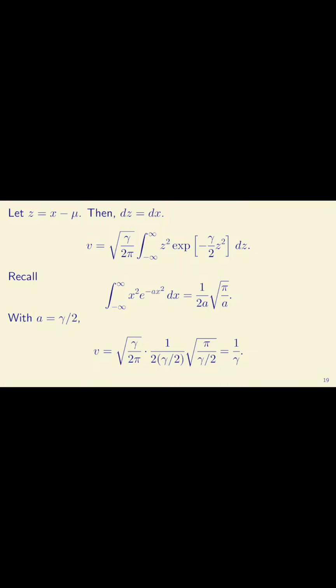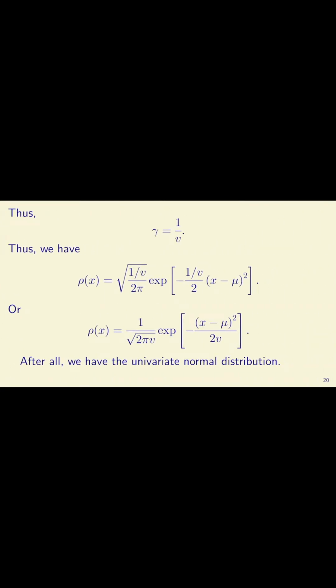Therefore, we have v is equal to this. Simplifying this, we get v is equal to 1 over gamma. So gamma is 1 over v. That's it. We have all the Lagrange multipliers. Precisely. Substituting gamma equals 1 over v back into our expression for rho of x, we have this, which simplifies to rho of x equals 1 over square root of 2 pi v times exponential of negative x minus mu squared over 2v. Wow!